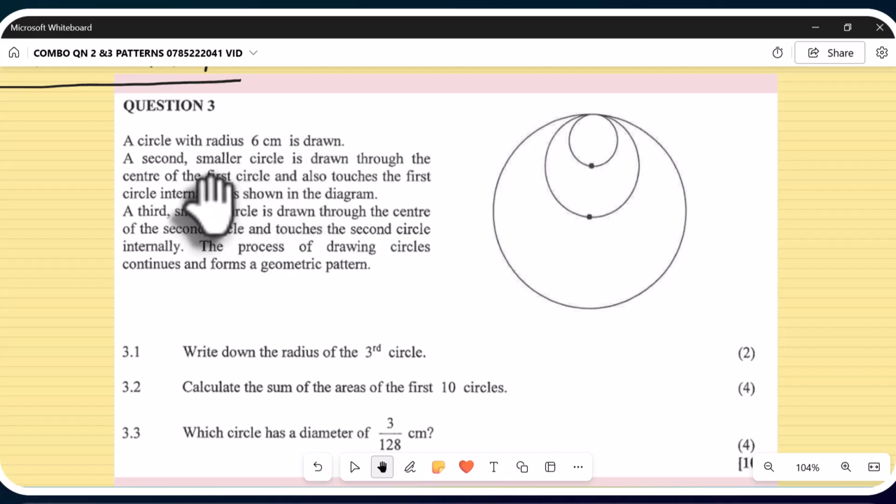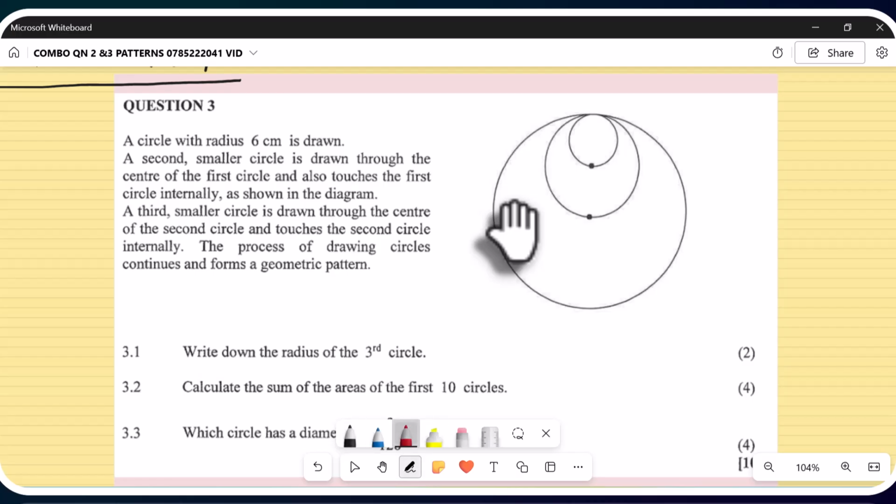And what happens next? Then they say a second smaller circle, now this add-on here, is drawn through the center, passing through the center, and it is touching the first circle internally. Meaning from here to here must be 6. But because I'm talking about the radius now, it's going to be 6 divided by 2, which is 3 here, right?